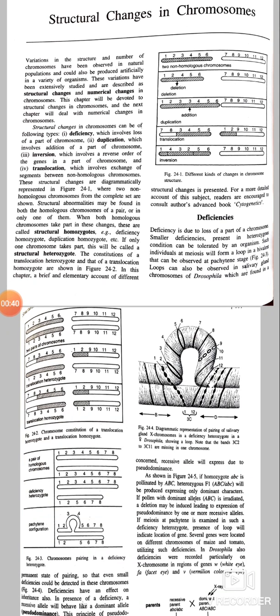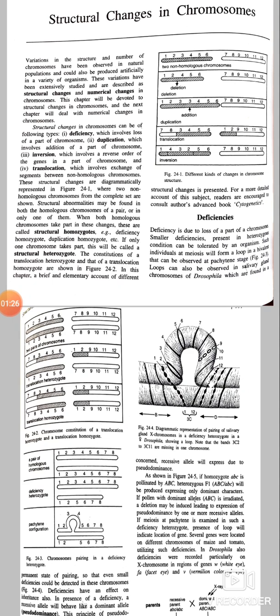Structural changes in chromosomes and the numerical changes in chromosomes. Structural changes in chromosomes can be of following type. First is deficiency, which involves loss of a part of chromosomes. Second is duplication, which involves addition of a part of chromosomes. Third is inversion, which involves a reverse order of the genes in a part of chromosome. And the fourth is translocation, which involves exchange of segments between non-homologous chromosomes.